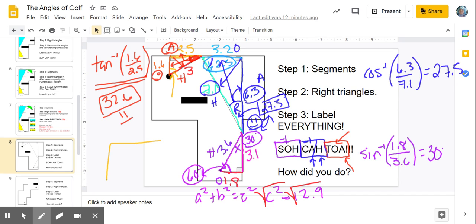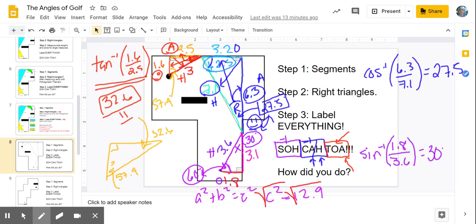So I know I've got this angle is 32.6. This is right. So what's that angle? 57.4 for this one. 57.4 degrees.